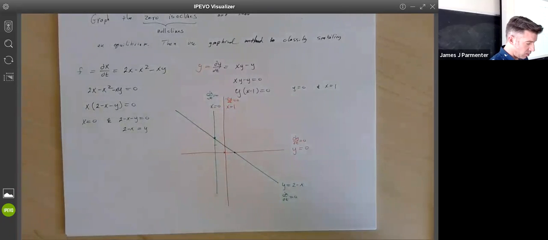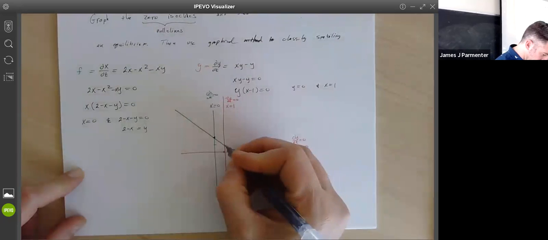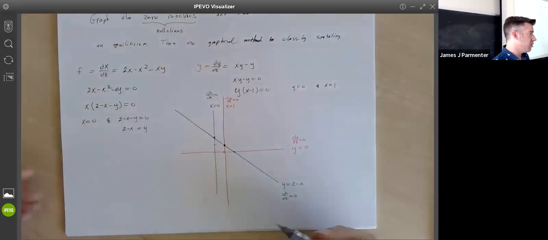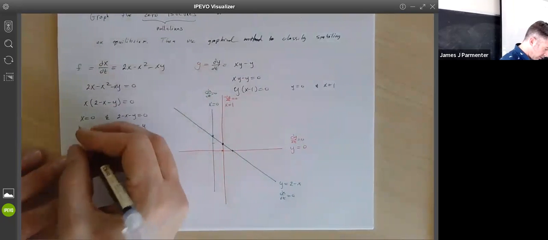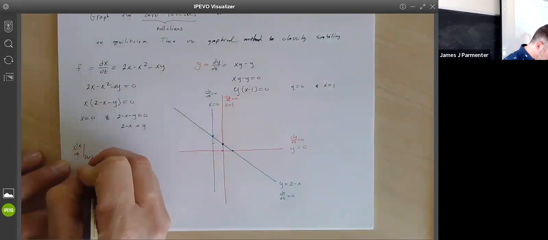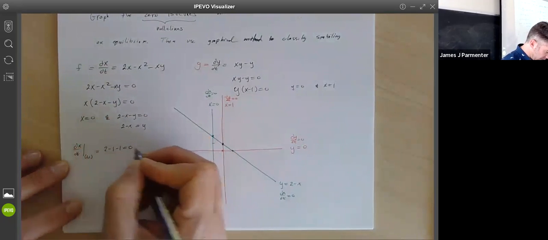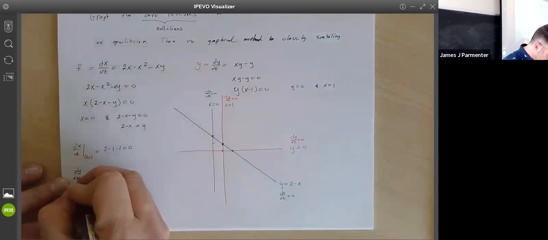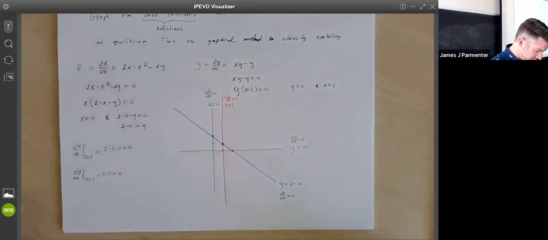We can see that 1, 1 is an equilibrium because it's where an x nullcline and a y nullcline cross. But we can also plug in 1, 1 to each equation. dx dt evaluated at 1, 1 is equal to 2 minus 1 minus 1, which is 0. And dy dt evaluated at 1, 1 is equal to 1 minus 1, which is 0.